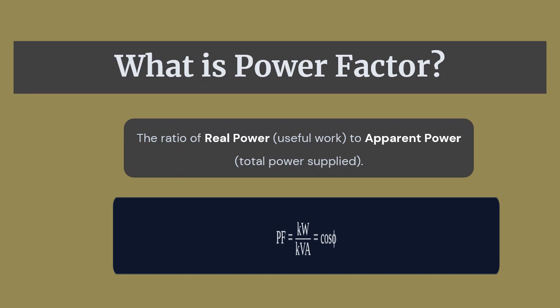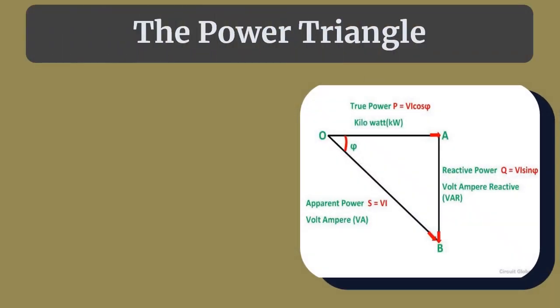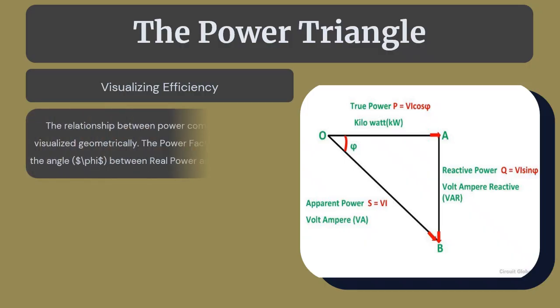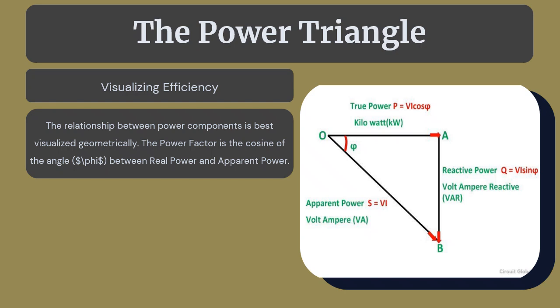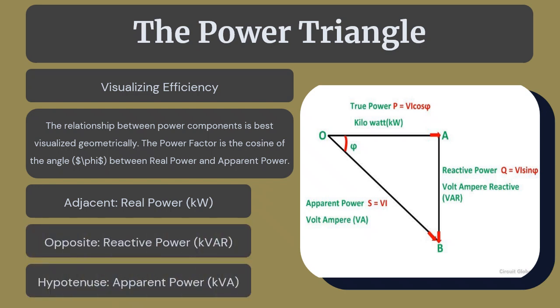The power triangle. To truly understand efficiency, we must visualize it geometrically using the power triangle. Here, the horizontal axis represents real power in kilowatts. The vertical axis is reactive power in kVAr. The hypotenuse is the apparent power in kVA. Our goal in power factor correction is to reduce that angle, phi, effectively flattening the triangle.